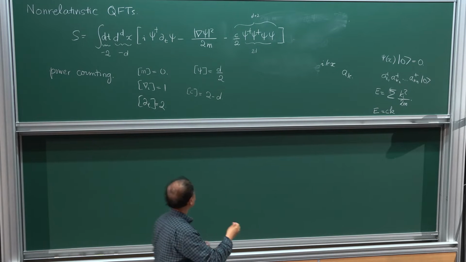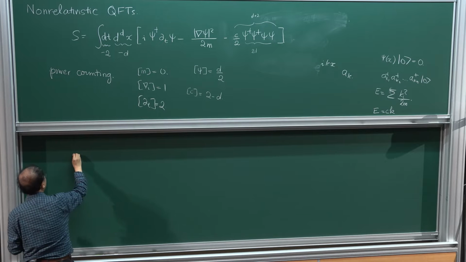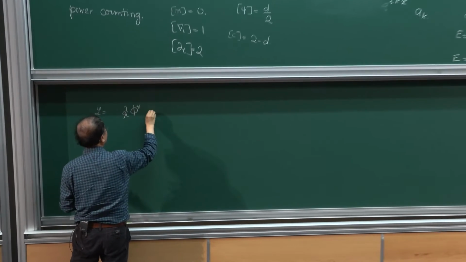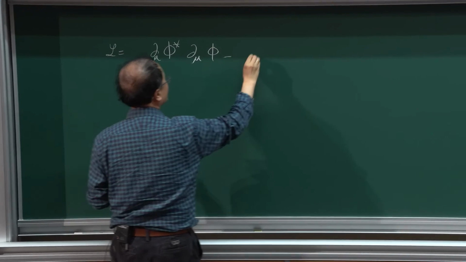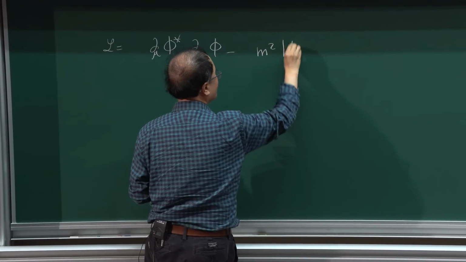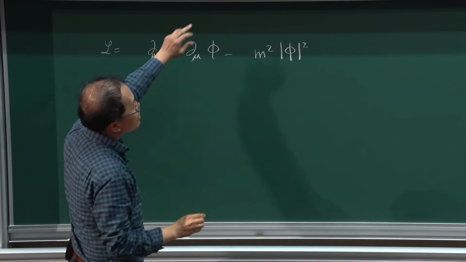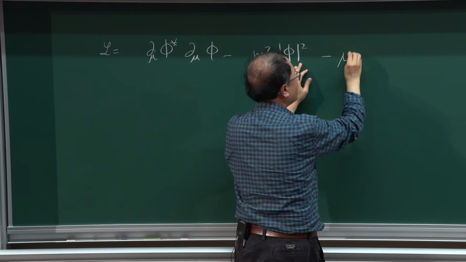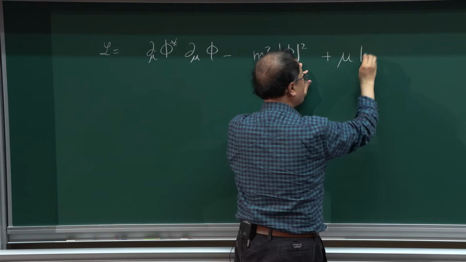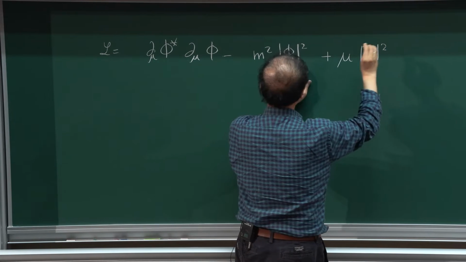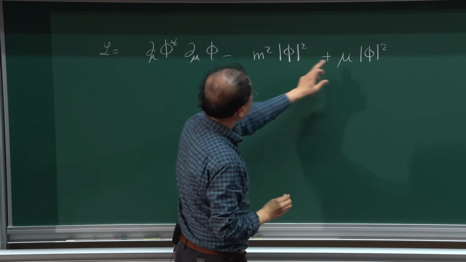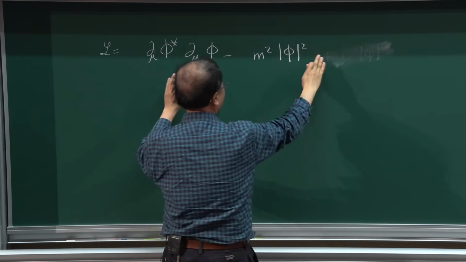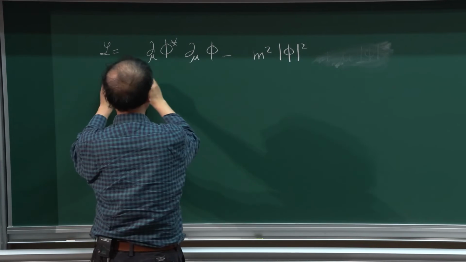Let me say it this way. Let's take a theory with Lagrangian equal to the derivative d mu phi squared, minus m squared phi squared. And the way we can go to this limit is to include in the theory a chemical potential, mu. So in the Lagrangian there would be a mu phi squared term, and then take mu close to the mass.